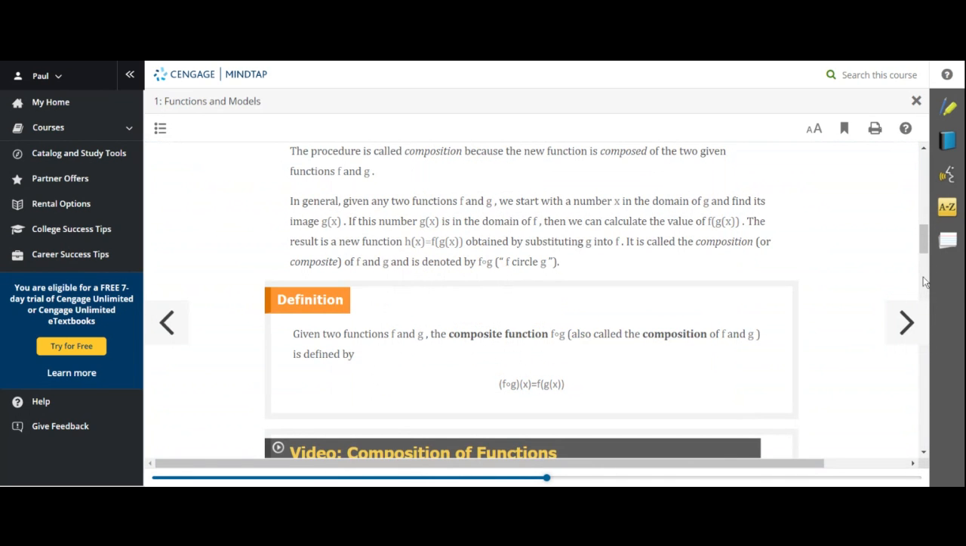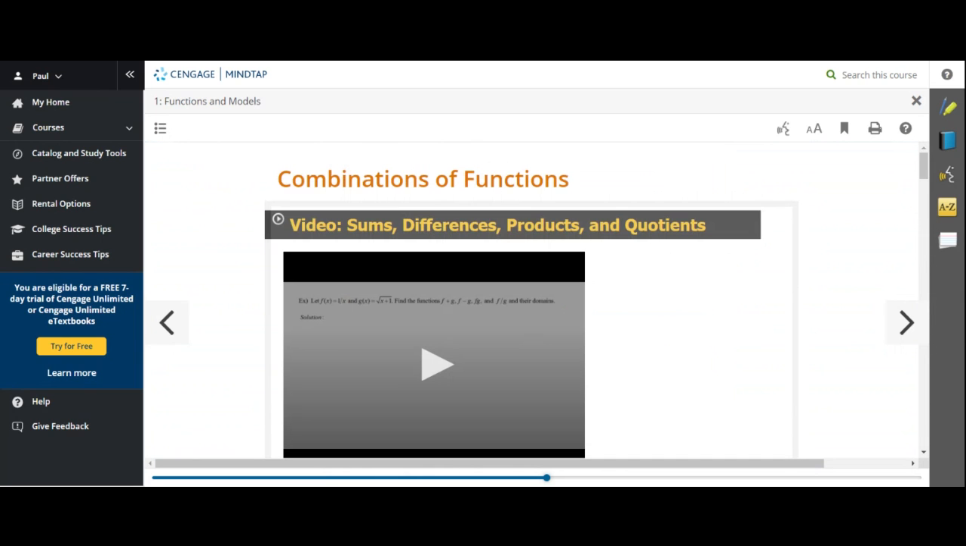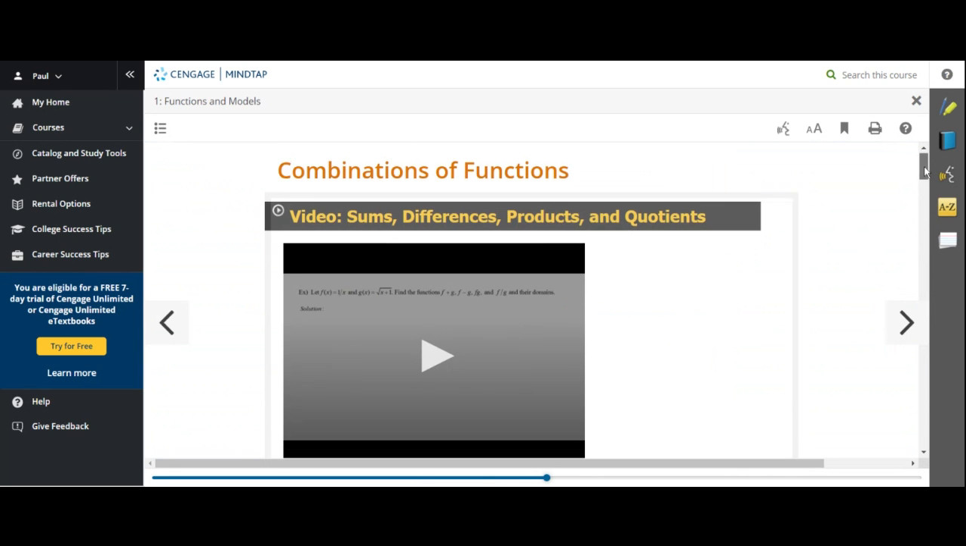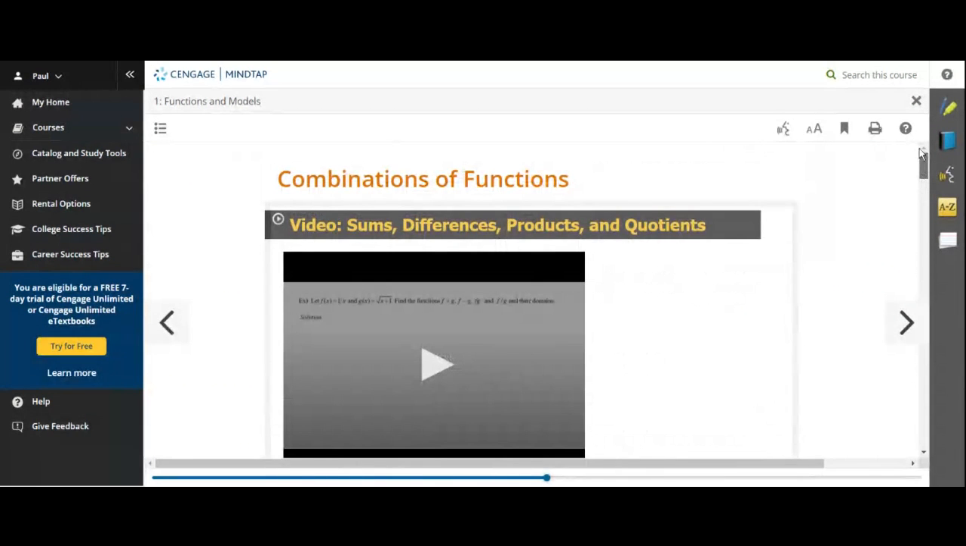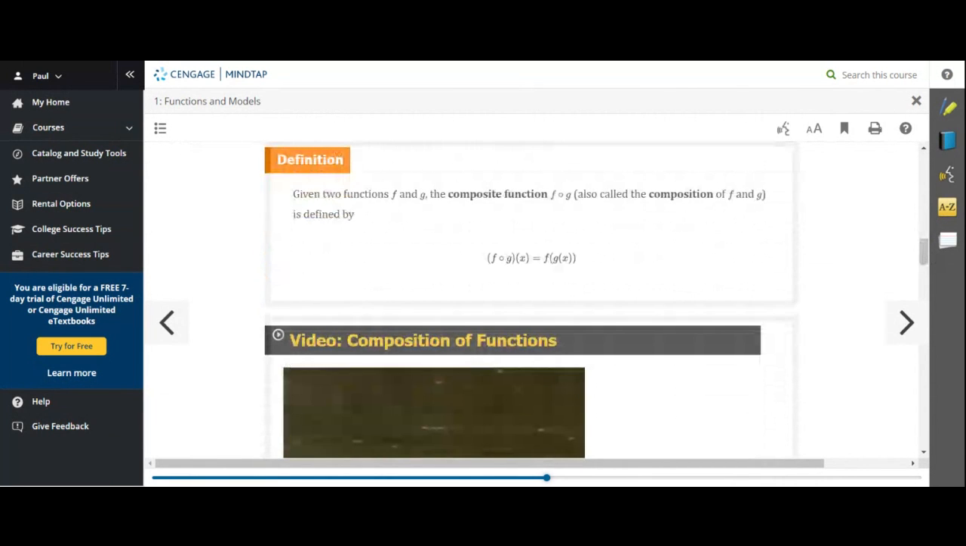Okay, so in section 1.3 in your ebook, given two functions f and g, the composite function, f circle g, or, well, we call it the composition of f and g, that's what that circle means, is defined by f of g of x.